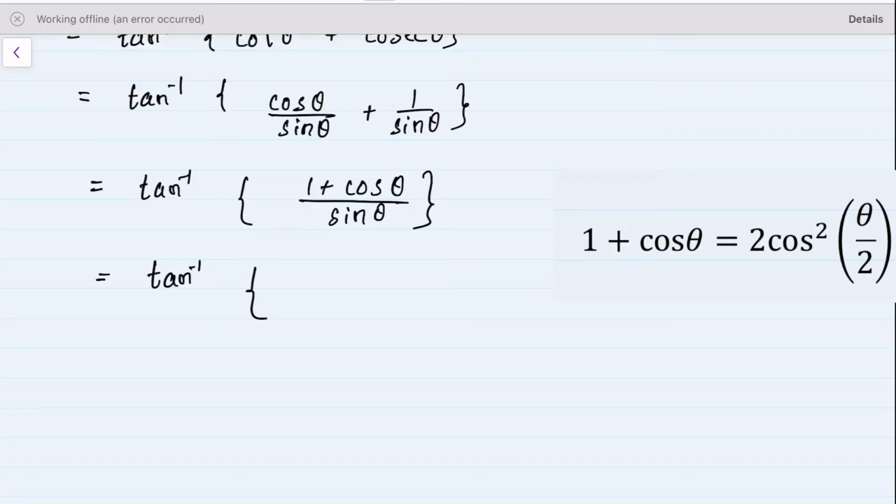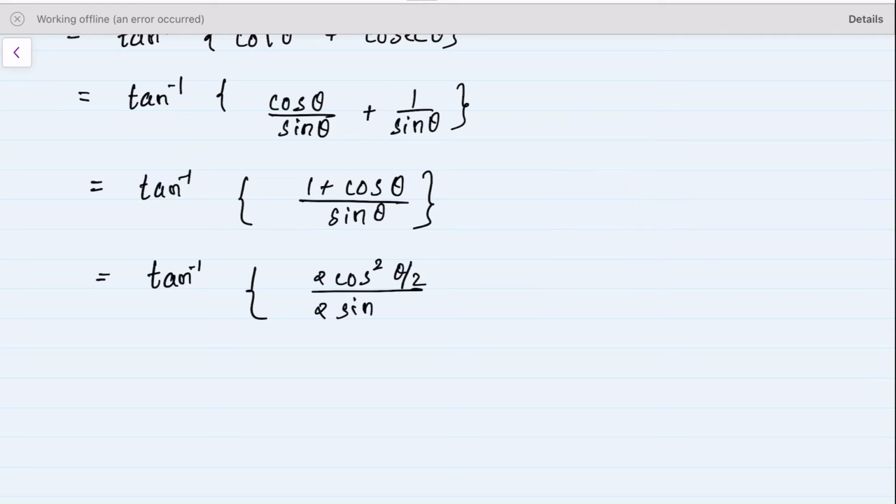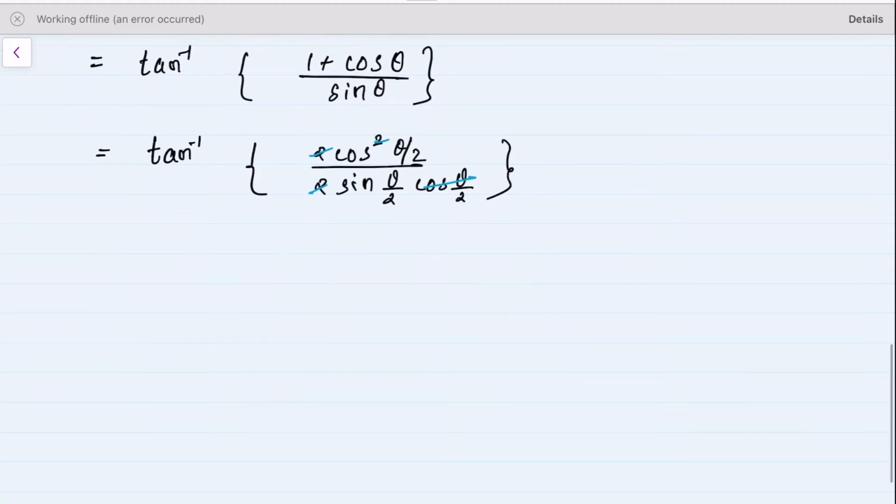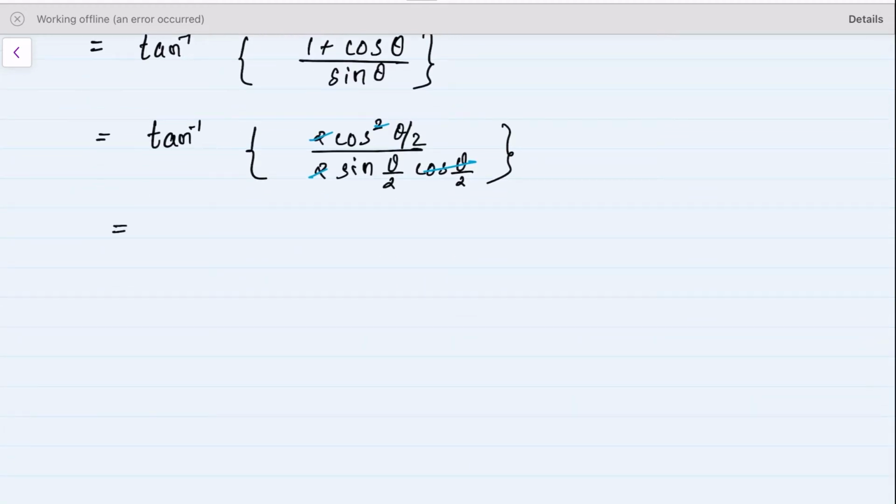upon, even sine theta can be converted in terms of theta by 2. So we can write 2 sine theta by 2 into cos theta by 2. We have used the identity for sine 2 theta. Since we have sine theta, we have written it in terms of theta by 2. Now the next step would be, we can cut 2 and cos theta by 2. So the next step can be tan inverse of cos theta by 2 upon sine theta by 2.